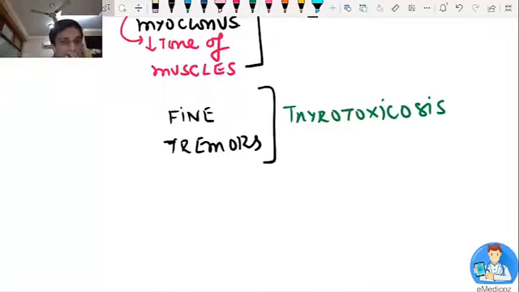So these are few tremors that you all should know about. Commonly asked as a differential diagnosis. If you see these tremors, what are you thinking about?